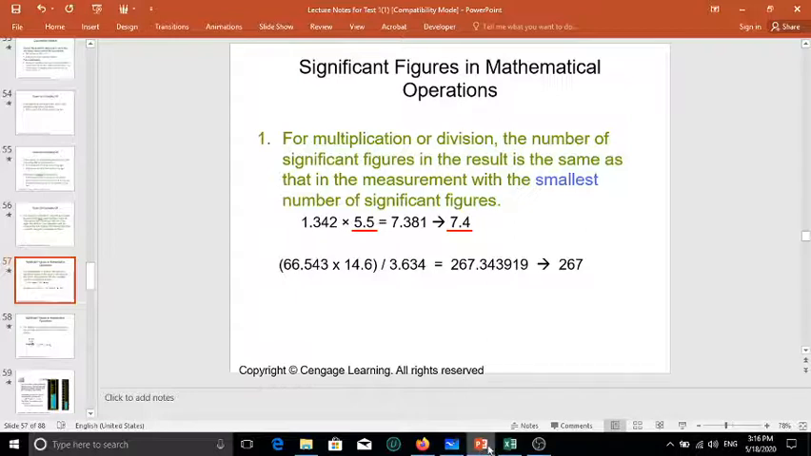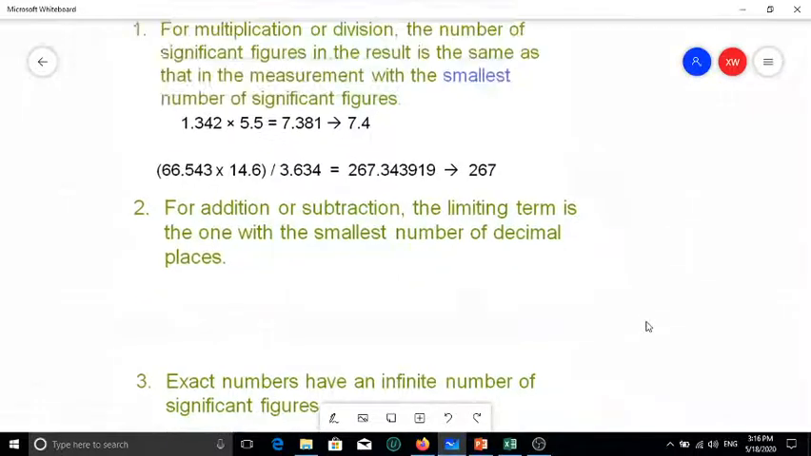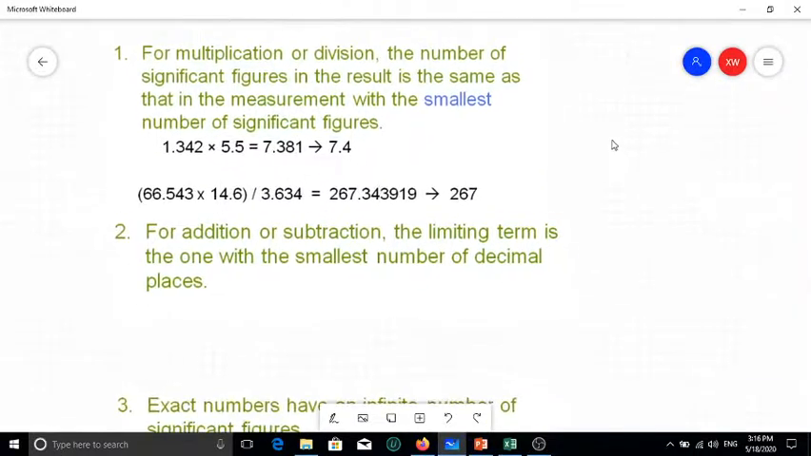So basically, there are four types of calculations. Multiplication and division. So we're going to put them into two categories. For multiplication or division, we're going to keep the number of significant figures in the answer the same as the one in the measurement with the smallest number of figures. What that means is when you are doing multiplication or division only, okay?